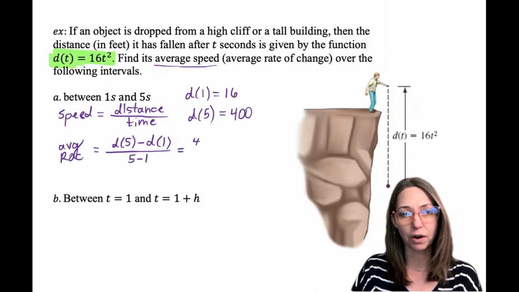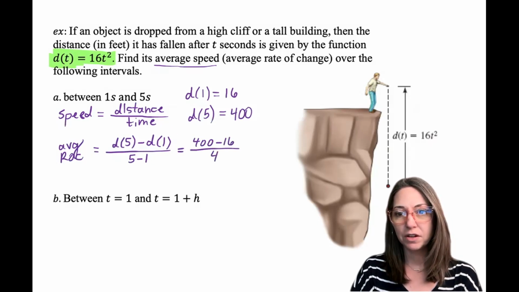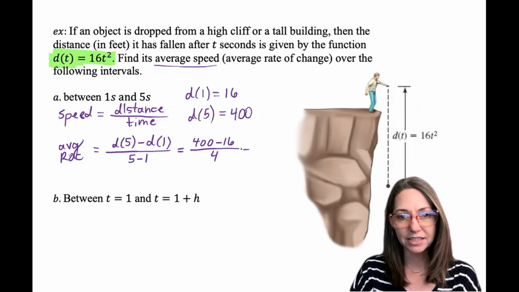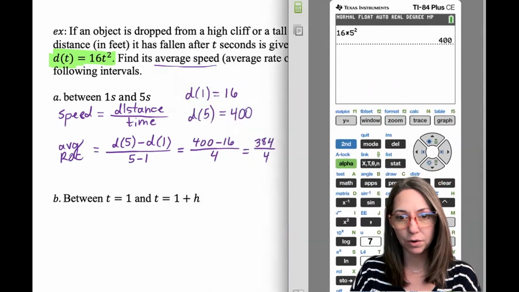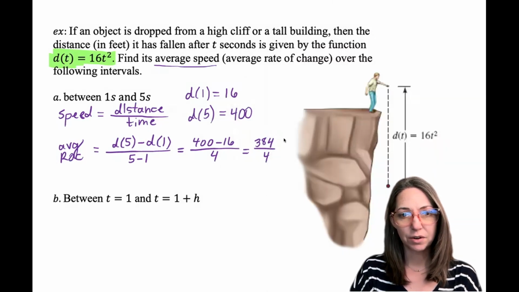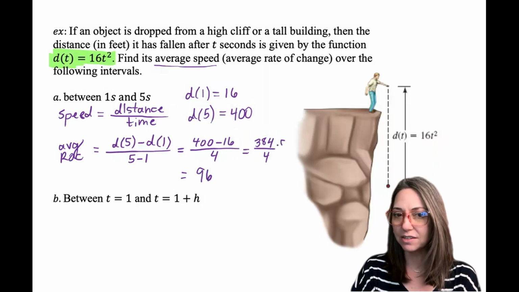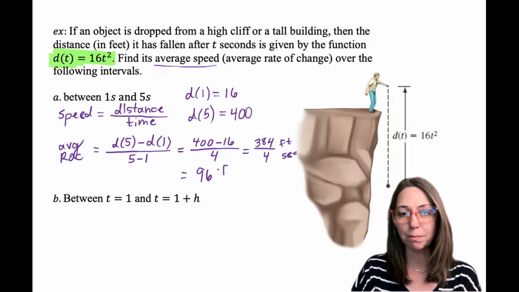D of 5 is 400. D of 1 is 16. And all of that is over 4. So 400 minus 16, that's 384. And I will do that last calculation real quick. So 384 divided by 4 is 96. So it is going on average 96. Now the units of distance is feet and the units of the time is seconds. So it's an average of 96 feet per second.